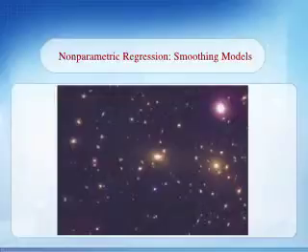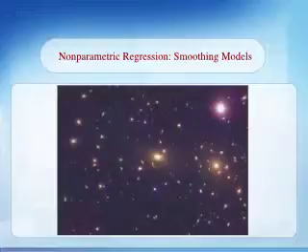Instead of fixing h, we can fix k, the number of neighbors. We don't know if this is good. Adapting the estimate to the density around x, we get the KNN smoother.